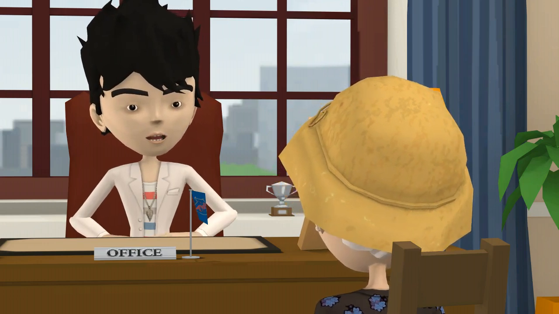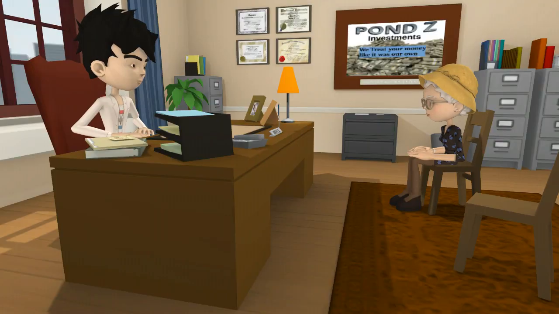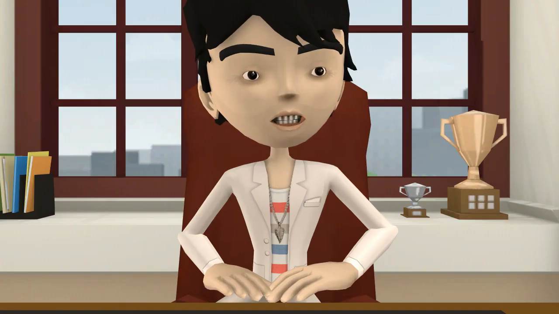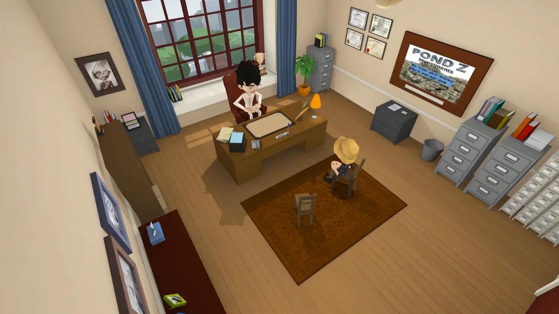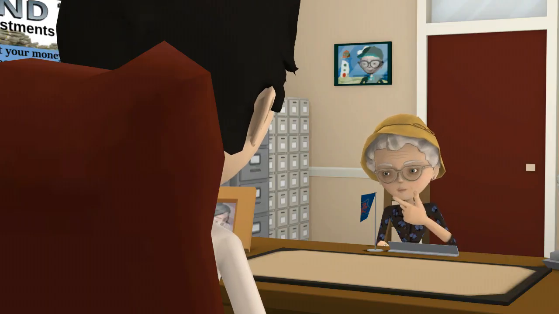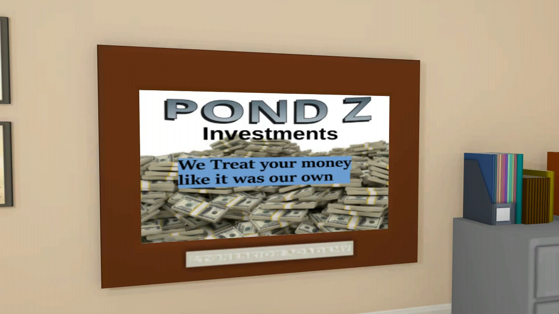Welcome to Ponzi Investments, Mrs. Potts. Hello, Mr. Z. I have a substantial inheritance which I would like to invest. Well, when you walked into the Ponzi office, you walked into the perfect place to take your money. I have a PhD. What does that stand for? Look at our sign. Piled high dollars.